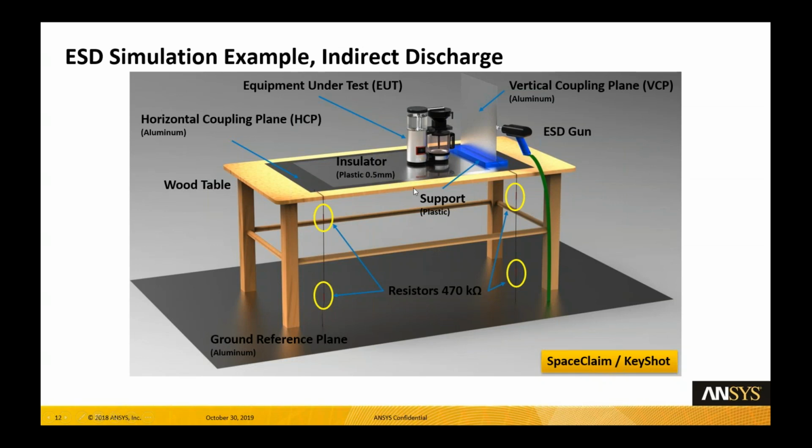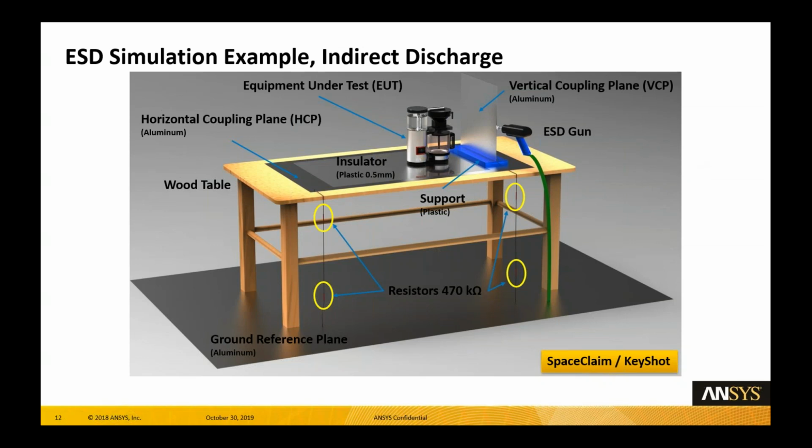Where is that plastic insulator? So the vertical coupling plane is aluminum. On a horizontal plane, there is also aluminum placed underneath the coffee table. Support of that vertical plane is plastic as well. In between the horizontal plane and the coffee machine, there's a plastic insulator.